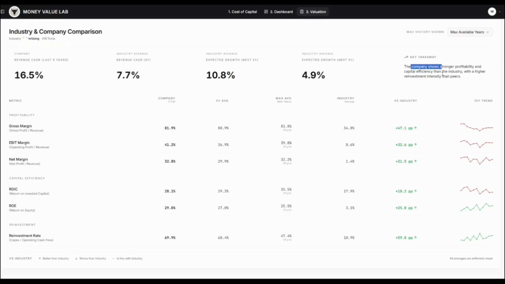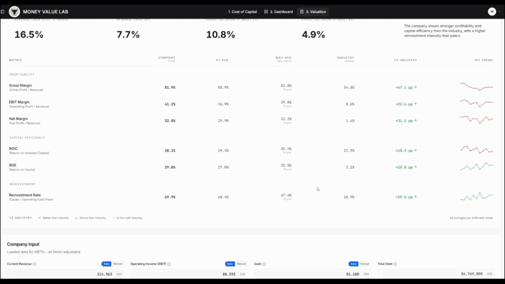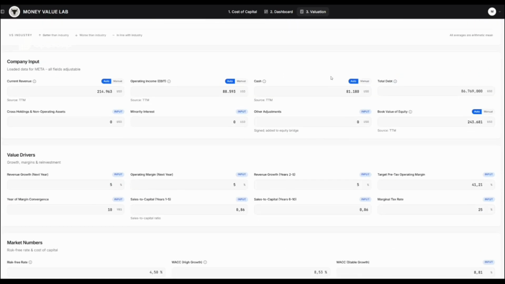And here you can see that the AI has told you that the company shows strong profitability and capital efficiency compared to the industry, with a higher reinvestment intensity than the peers. And of course, we know that Meta is now investing really heavily in AI, and that is the reason why the reinvestment has been so high. Here, for the company input, my dashboard has automatically imported the required data.